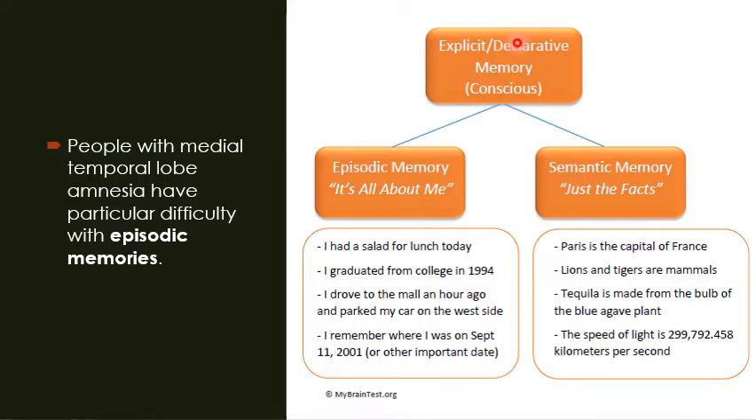Okay? So for example, although they can't remember having lunch, going to a movie, or chatting with a friend, or that they attended a lecture, they can remember what their friends are like, a movie they have seen, the language they learned, and other sorts of things they learned in school. Okay? So that is the characteristic of a person with medial temporal lobe amnesia.